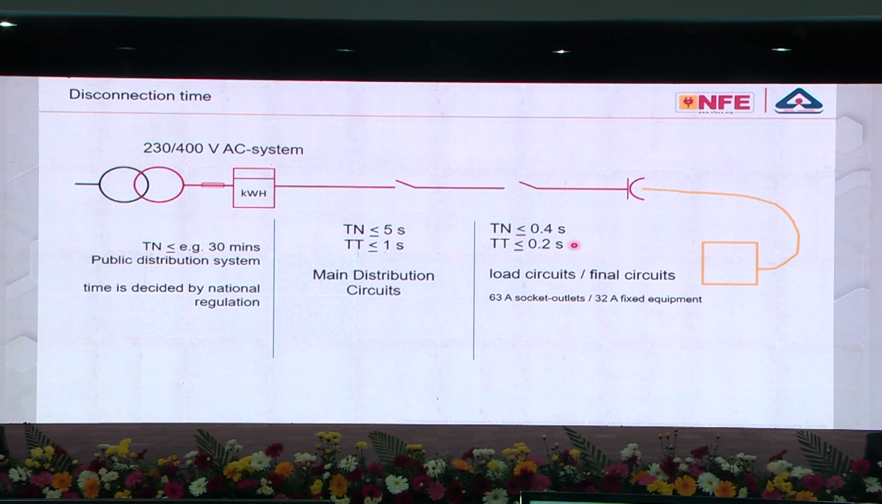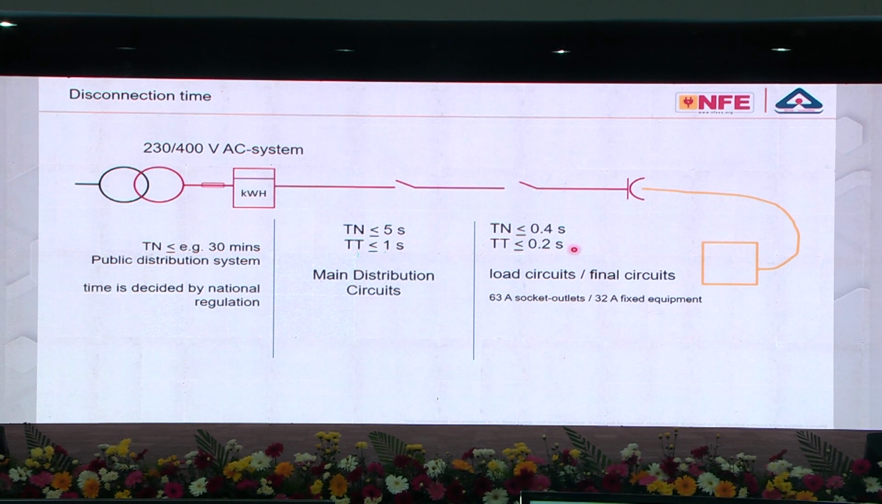Tn 0.4 second, Tt 0.2 second. If you cross this time, even though you have a protective equipotential bonding, you get a shock. So the idea of protective equipotential bonding is, even if your MCB is capable of tripping, your MCB needs some time to trip. Even during that time, people shall not get shock.